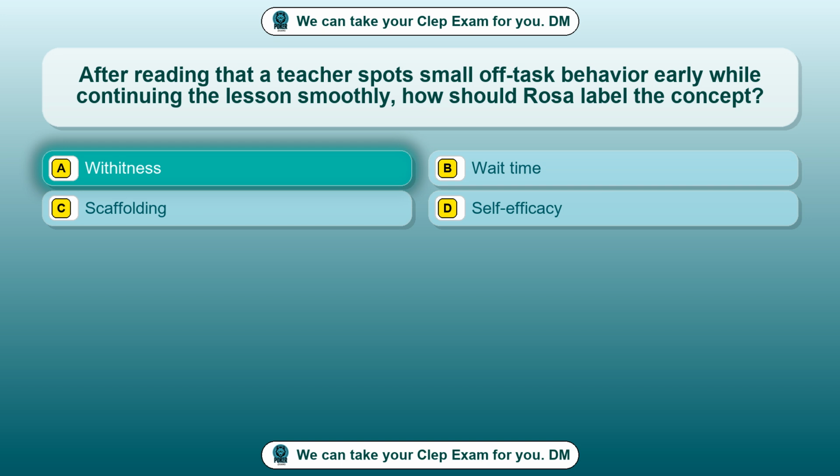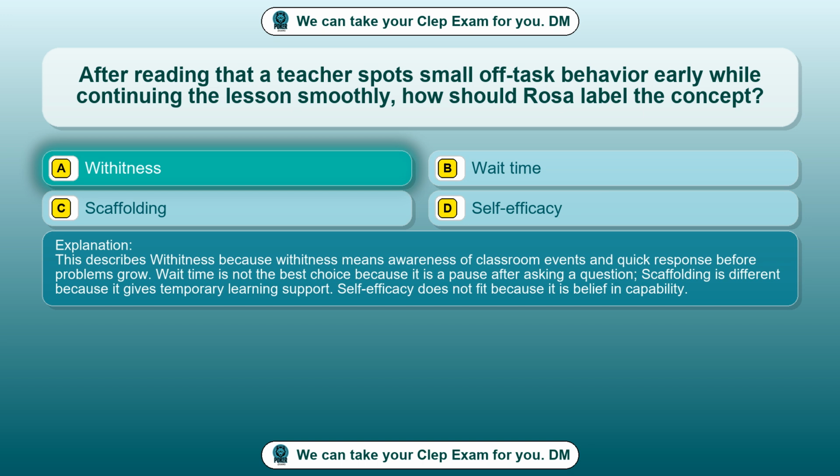Witness. This describes witness because witness means awareness of classroom events and quick response before problems grow. Wait time is not the best choice because it is a pause after asking a question. Scaffolding is different because it gives temporary learning support. Self-efficacy does not fit because it is belief in capability.